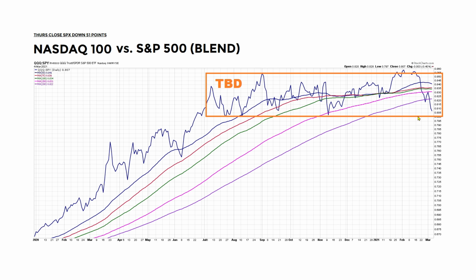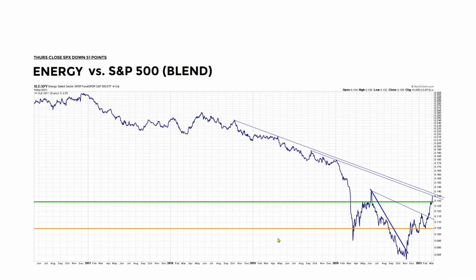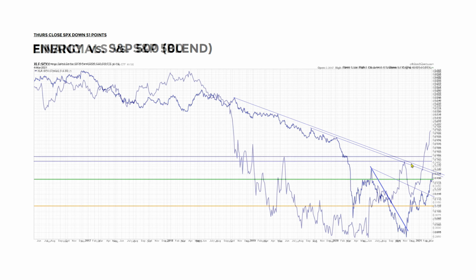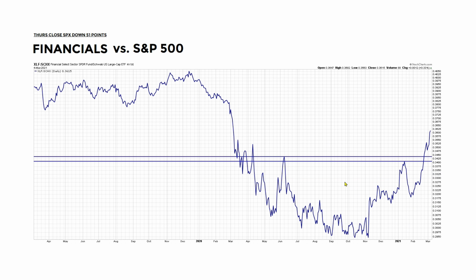This rollover here is still within the context of this consolidation box, and we'll have to see how it plays out. This also speaks to sector rotation. Energy has been very strong since the U.S. election. Shorter term, it's in an uptrend relative to the stock market. Longer term, it still has some work to do. We'll see how this plays out over the next few weeks. Similar situation with financials. The probability of it outperforming in the shorter term is increasing. Longer term, we'll have to see how it plays out.